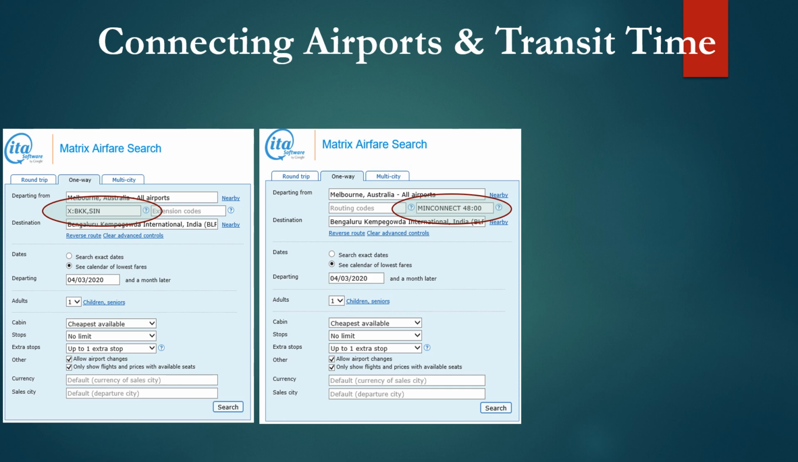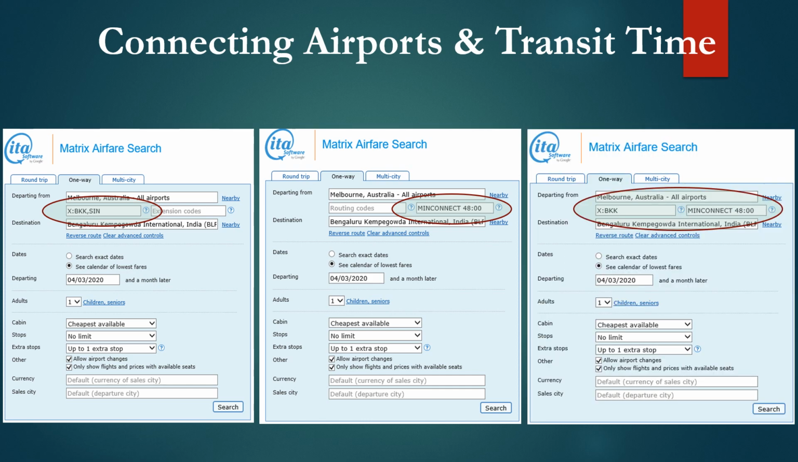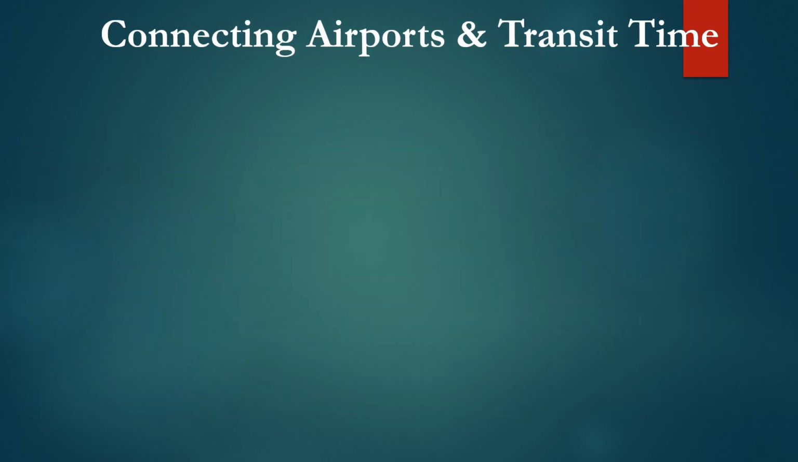The next is even more powerful. You can combine both these things. In this example, I am looking for flights between Melbourne and Bangalore, transiting at Bangkok with a minimum connect time of 48 hours. So on hit of search, what happens?